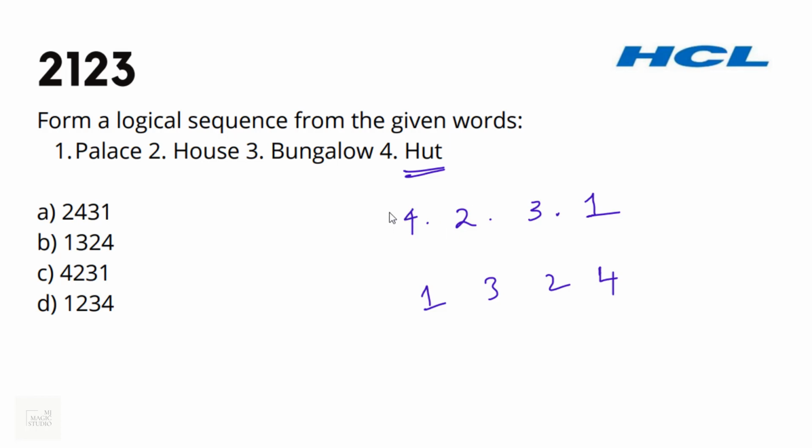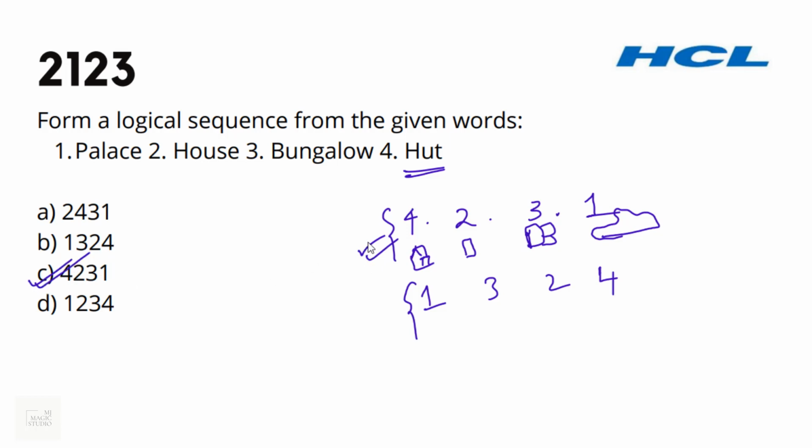If you find that both the options are there, this is from small to big, small hut to house, then bungalow, and then a palace. It is growing in size, and the other is from palace to bungalow to house to hut. I'll always go for ascending order, the increasing one. If 4231 is there, I'll go with option C.